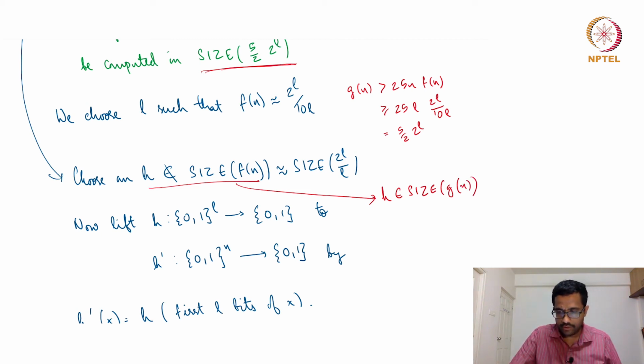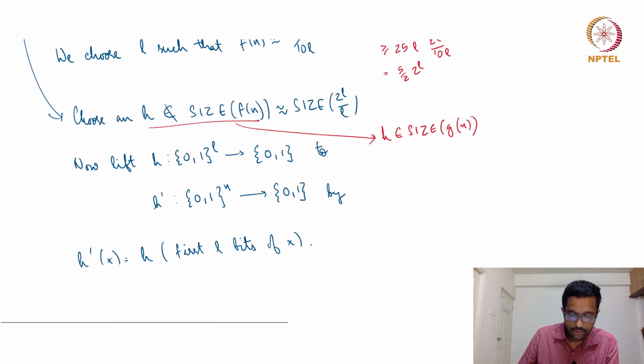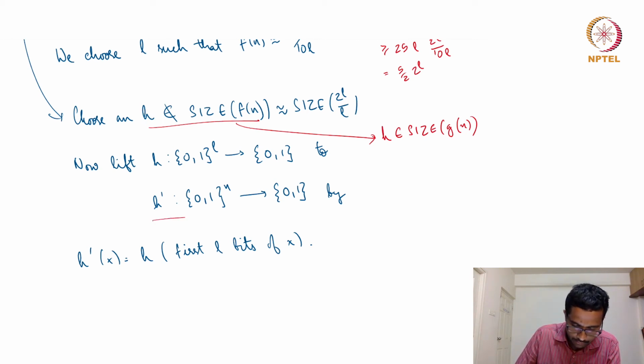Right, because of what we said above. So we defined H to be from 0,1 power L to 0,1. Now all we need to do is lift it to the 0,1 power n domain. So we'll call it H prime, which is from 0,1 power n. So how do we do that?